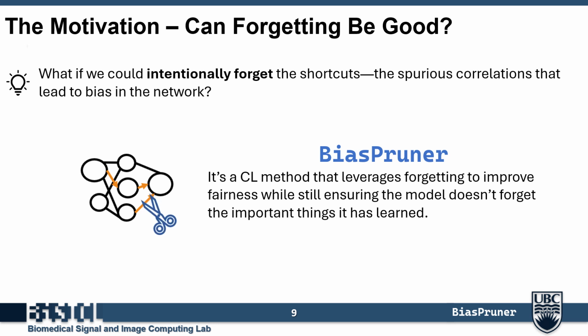BiasPruner is a continual learning method that leverages forgetting to improve fairness while still ensuring the model does not forget the important things it has learned.